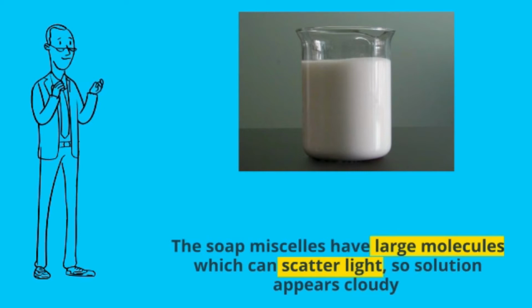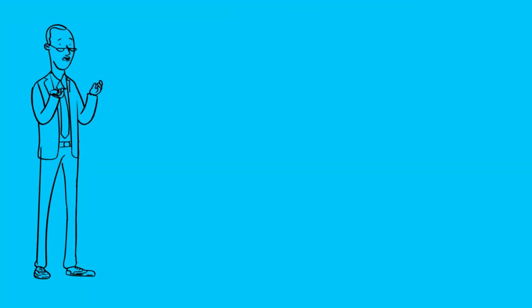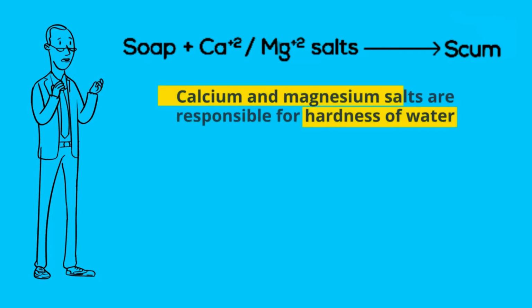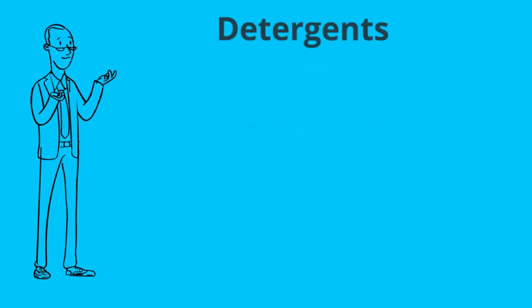You must also have noticed that sometimes when you apply soap while taking a bath, foam is formed with difficulty and there is a formation of insoluble precipitate or scum. This is due to the reaction of soap with calcium and magnesium salts which are present in water. These salts cause hardness in water. This problem is overcome by using detergents.